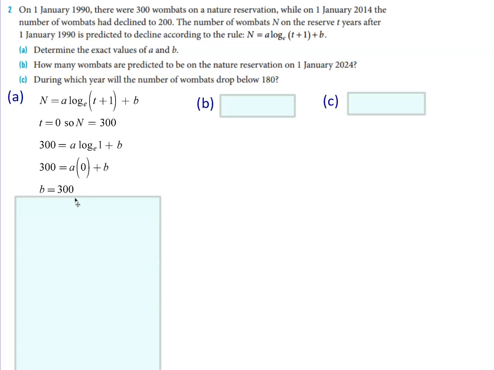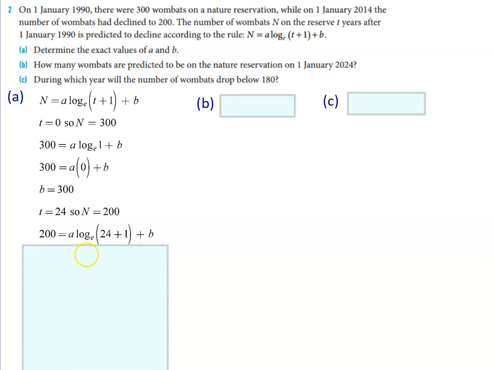Notice that you got some additional information on the 1st of January 2014, so 24 years later. The number of wombats is down to 200. You also know what b is, so you might want to see if you can get a second equation for this. So we know that when t is 24 years later, the numbers decline to 200 wombats. Put those numbers into the equation, and don't forget to put 300 in for b as well. And the 24 plus the 1 is 25. So we've got that equation.